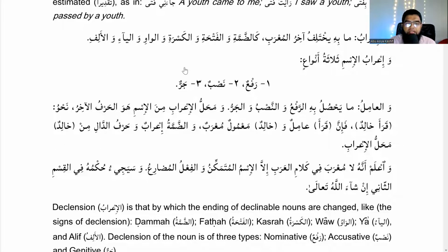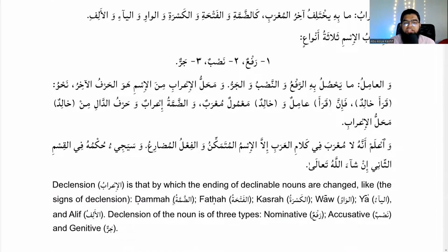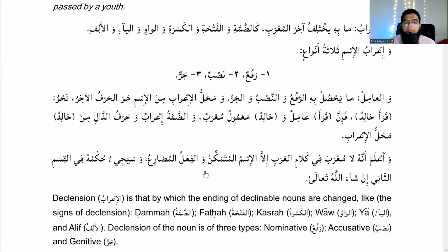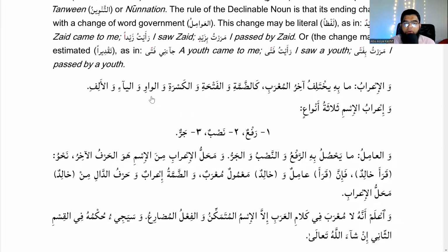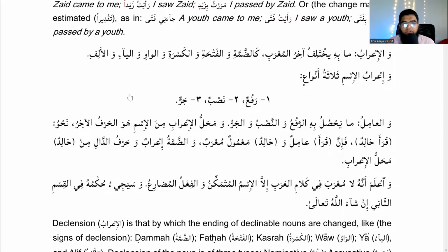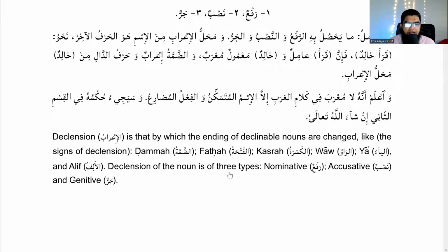So declension, in English it's called declension, i'rab, is that by which the endings of declinable nouns are changed. So what is changed? Endings are changed. The signs of declension are dhamma, kasra, or fatha, and kasra, waw. Waw also is an i'rab, right? Like muslimuna changes into muslimina, innal muslimina. Why did muslimuna become muslimina? Because of inna. And alif is in duals: kitabani, kitabaini.